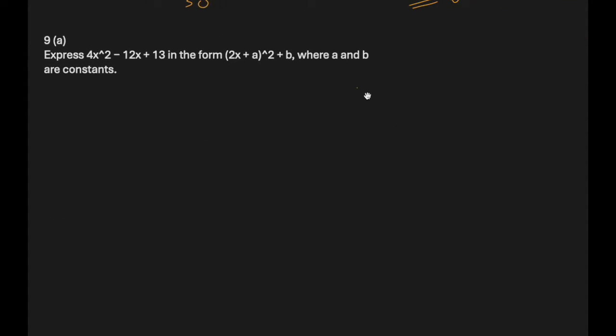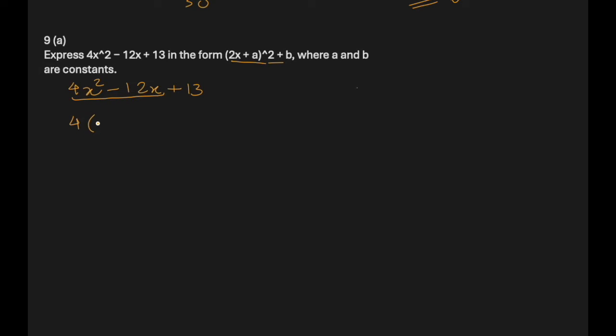9. Express this quadratic expression in the form of this, which is vertex form or completing the square form, where a and b are constants. Okay, so let me tell you a way I do it. You can do it any different way. Some people find minus b over 2a as the vertex x coordinate and then do it, but I'm doing it a different way.